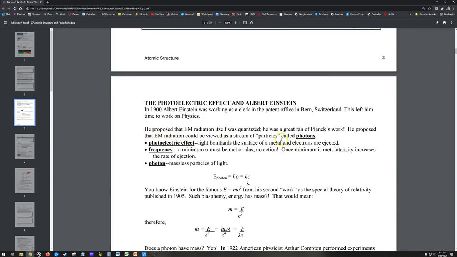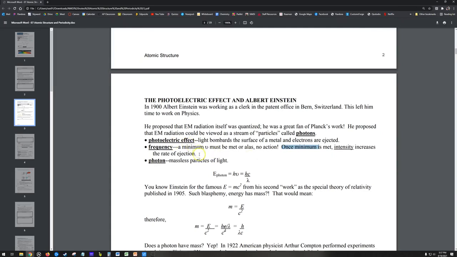So Einstein called these particles photons. So these are massless particles of light called photons. The photoelectric effect is the observation that when light hits a surface of a metal, electrons are going to be ejected. So there's a relationship between light and metals and electrons, which is cool. Of course, there must be a minimum frequency, a minimum amount of energy, for this photoelectric effect to occur. Once you meet the minimum energy, then you're going to see the photoelectric effect occur.